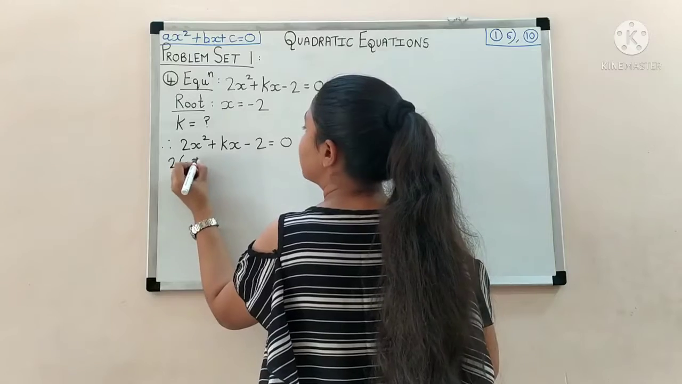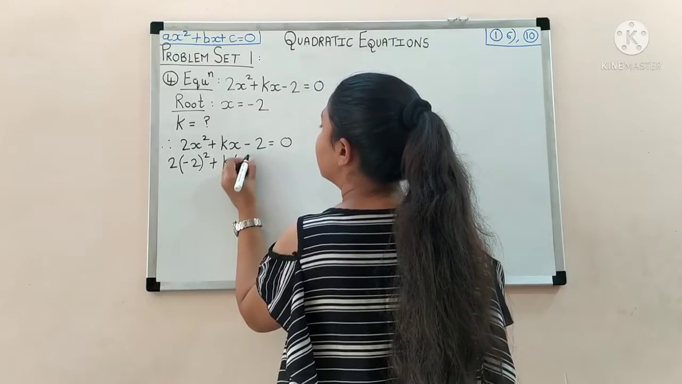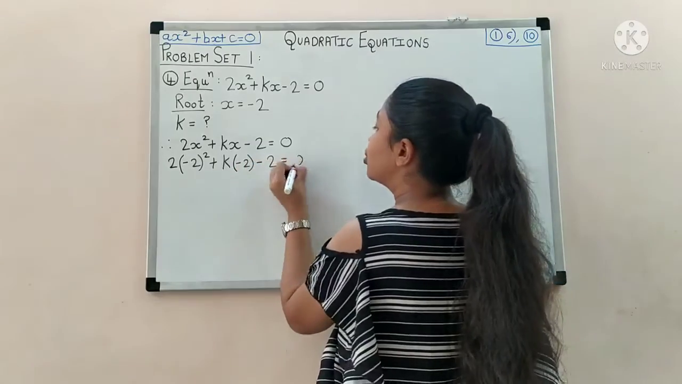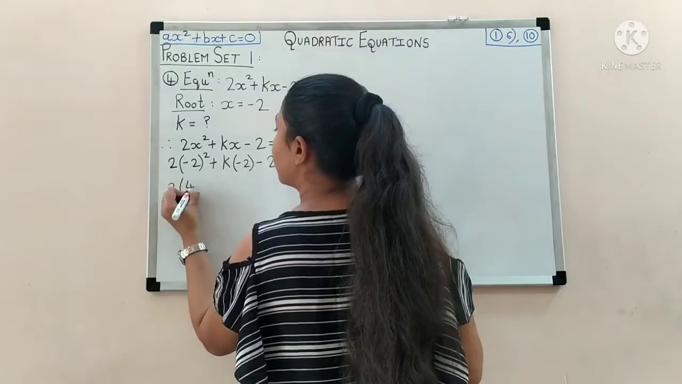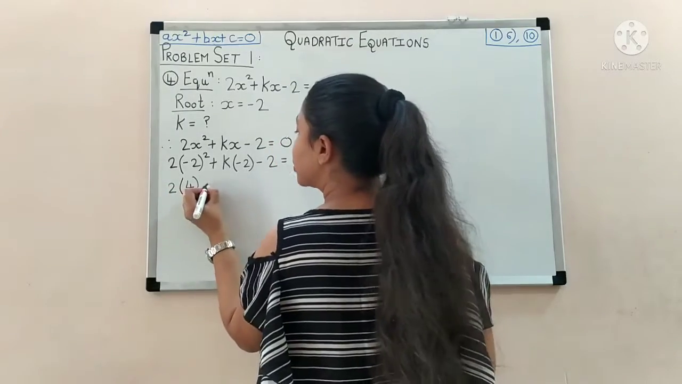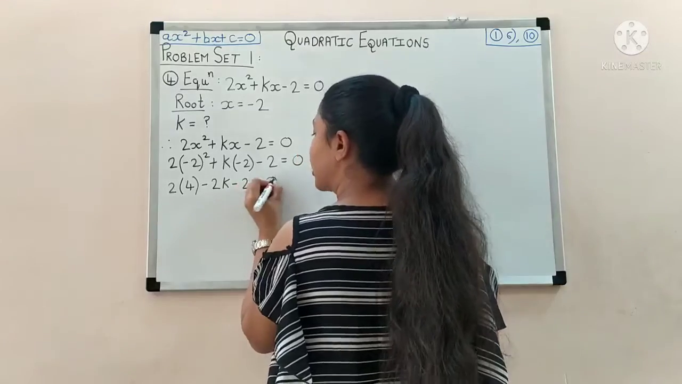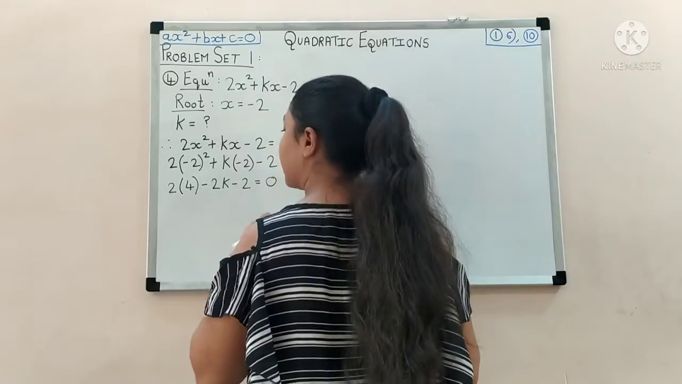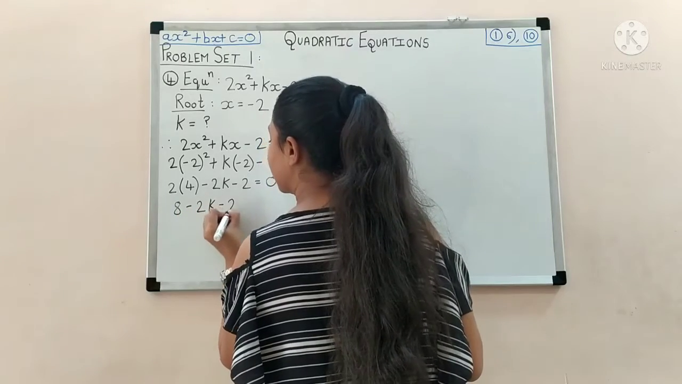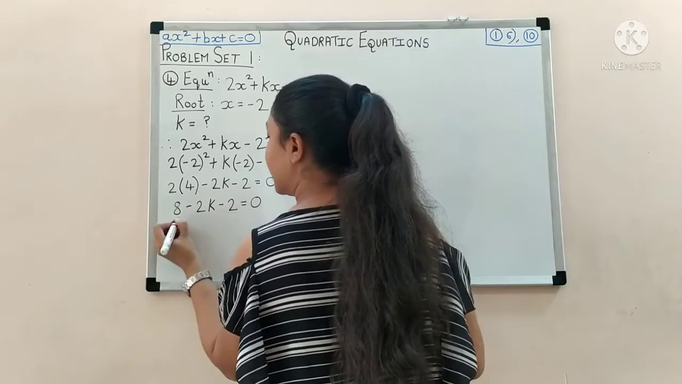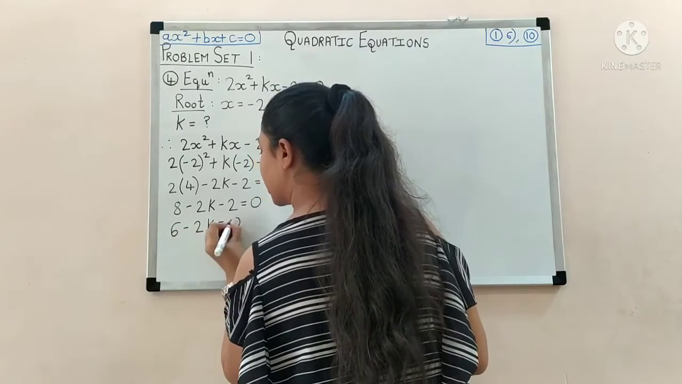X is minus 2, so it is minus 2 the whole square plus k into minus 2 is equal to 0. Then minus 2 square is 4. So 2 into 4 plus k into minus 2 will give you minus 2k. Minus 2 is equal to 0. Okay, just a second. Yeah. So 4 2s are 8. Minus 2k minus 2 is equal to 0. 8 minus 2 will be 6. So 6 minus 2k is equal to 0.